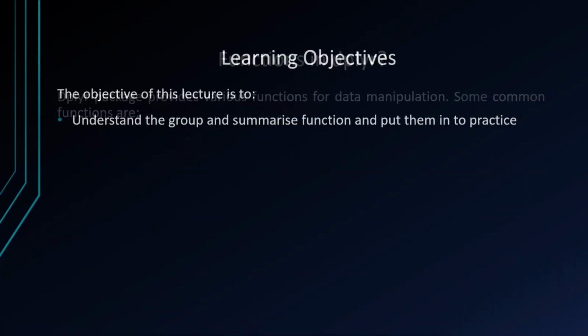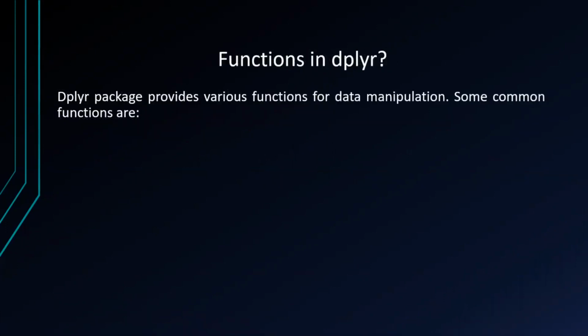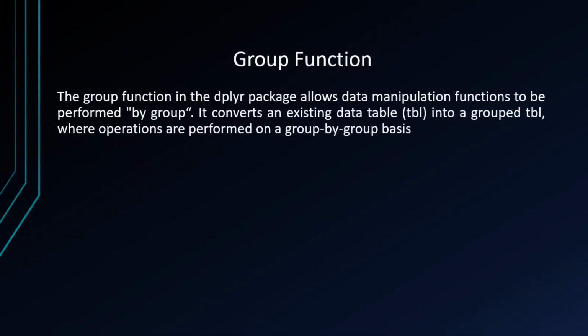So let's move forward. First of all, the dplyr package provides various functions for data manipulation. Some common functions are group by and summarize. So today's lecture is based on these two functions. Let's try to understand the group by function. The group by function in the dplyr package allows data manipulation functions to be performed by group. It converts an existing data table into a grouped table, where operations are performed on a group by group basis.